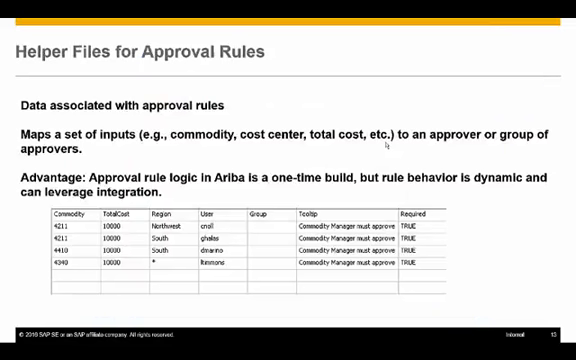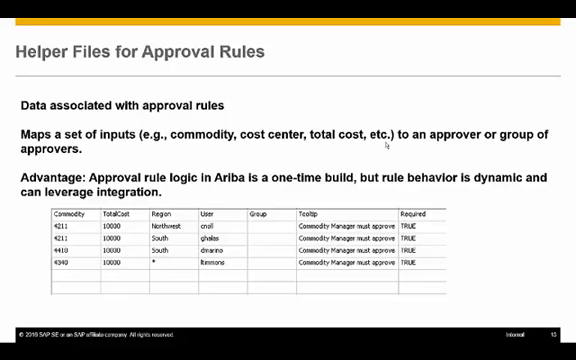Alright, helper files for approval rules. This basically falls under the configuration data. When you design an approval rule, you can drive the logic of approval rules based on some data, and we call them helper files because they basically help or supplement the approval rules. And you can set up some conditions which are going to use the data from the helper files and drive the business approval mechanism. And we have a quick screenshot of how the helper file looks.